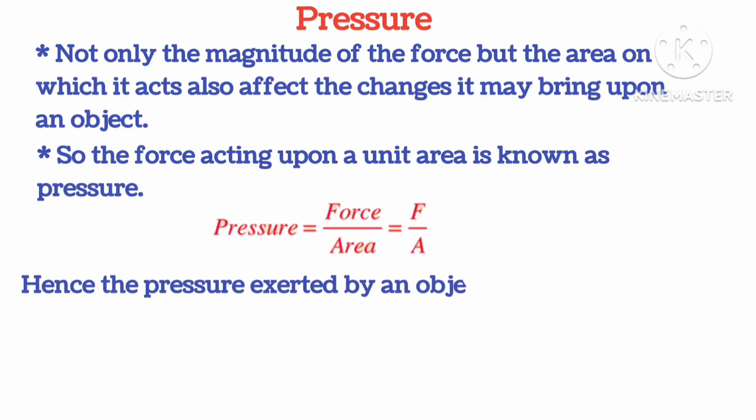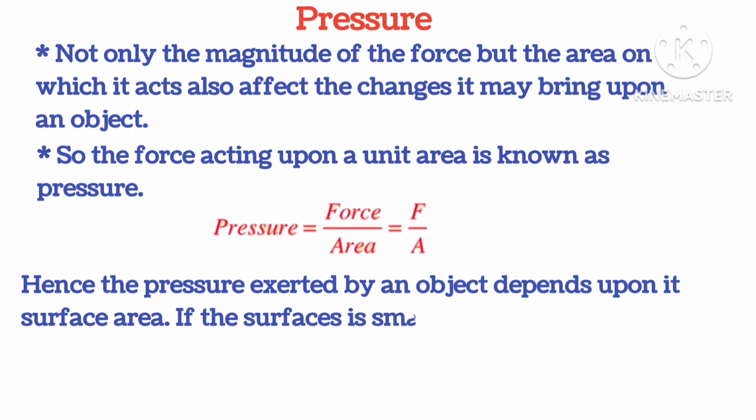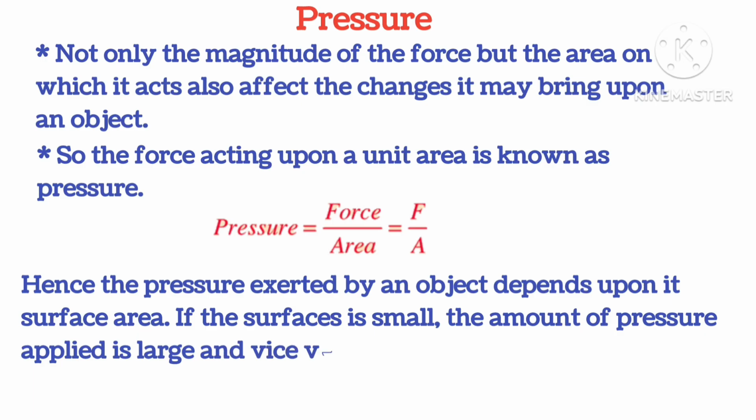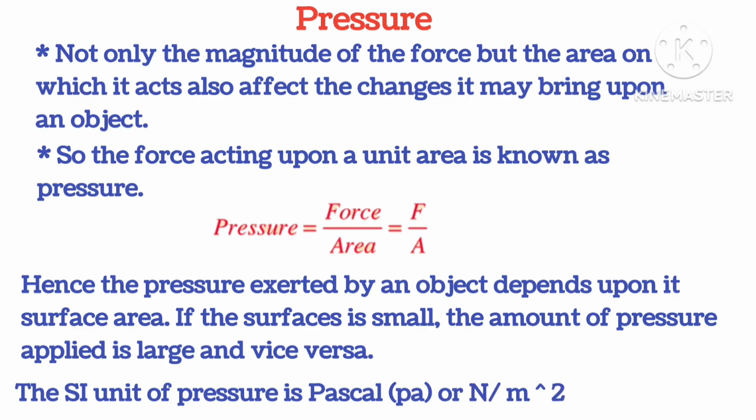Hence, the pressure exerted by an object depends upon its surface area. If the surface area is small, the amount of pressure applied is large, and vice versa. The SI unit of pressure is Pascal, or Newton per meter square.